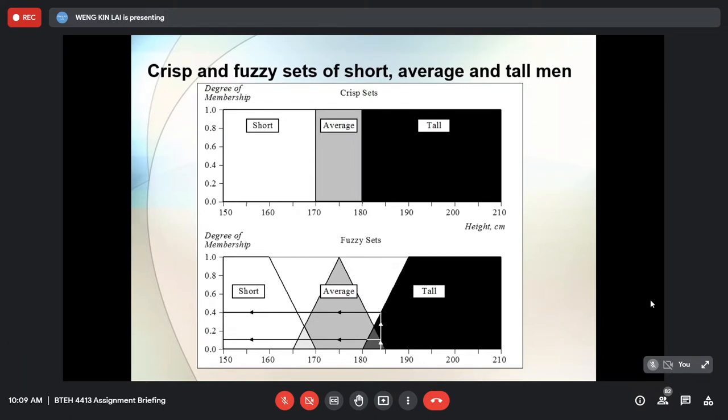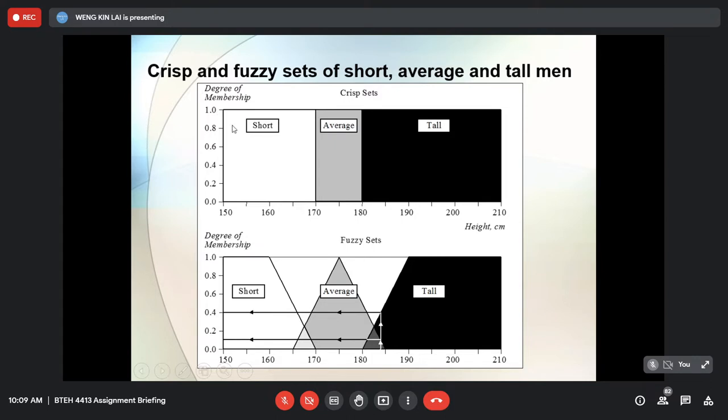In this case, we want to classify the men into three sets: short man, average man, and tall man. Now, this is a comparison of the three types of men. Sorry for the women here, I think this book has talked only about men. So we have short, average.